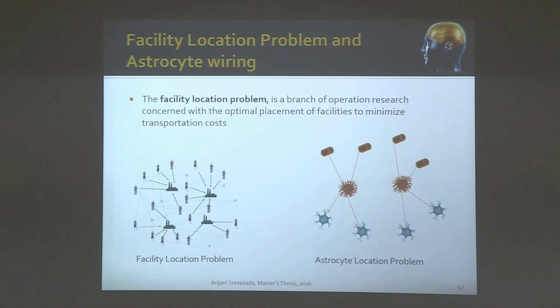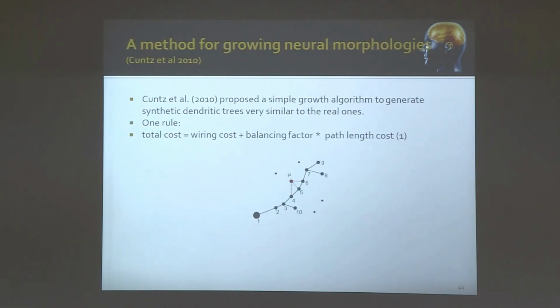Okay, so Anjani wrote that code, this kind of program, but we couldn't find much experimental data to validate it. So we kind of dropped that line of work, and then we looked at single cell, single astrocyte. Now there's work by Cuntz et al. They've shown how you can explain neural arbors by applying the wire minimization principle. So he looks at two kinds of cost, the wiring cost and the path length cost, and some balance, some linear sum of the two.